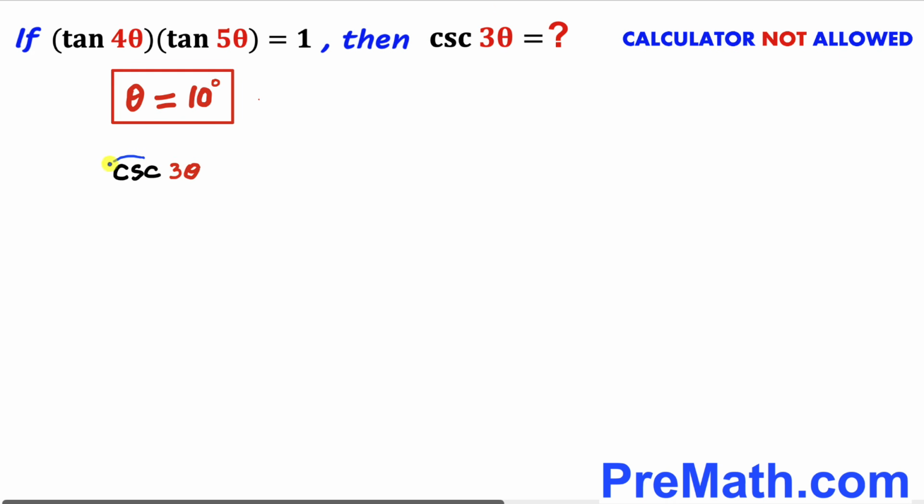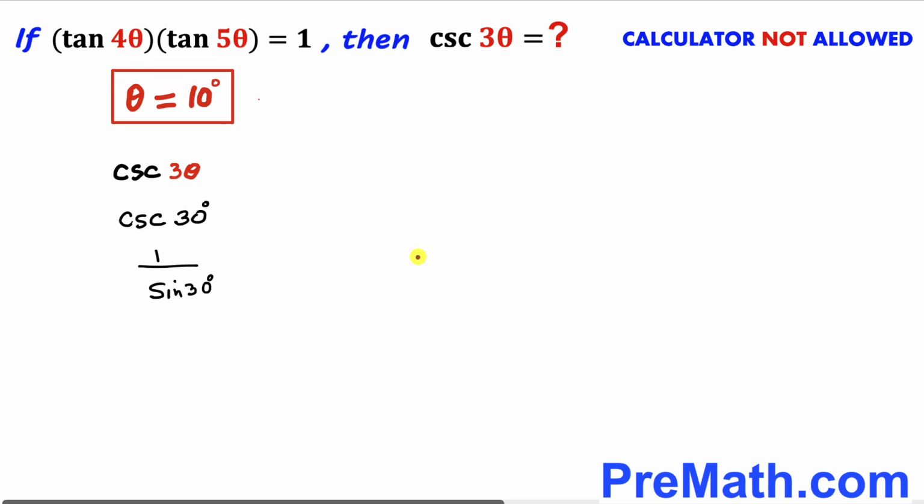And here I have copied down cosecant of angle 3 theta. And now we know theta value is 10 degrees. So 3 times angle 10 degrees has got to be 30 degrees. So this is going to become cosecant of 30 degrees. And now we know that cosecant of theta could be written as 1 divided by sine theta. They are reciprocal functions. So cosecant of 30 degrees could be written as 1 divided by sine of 30 degrees.